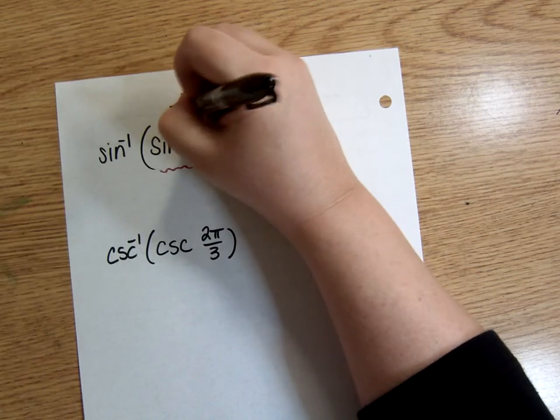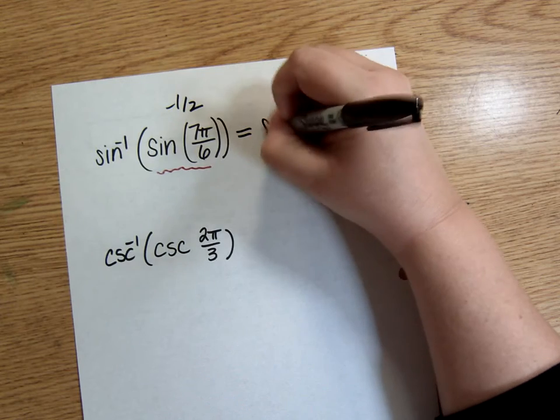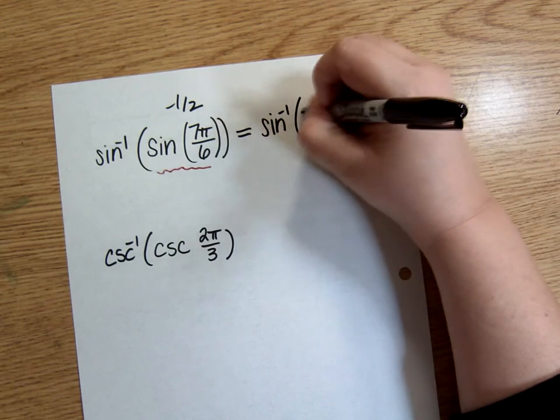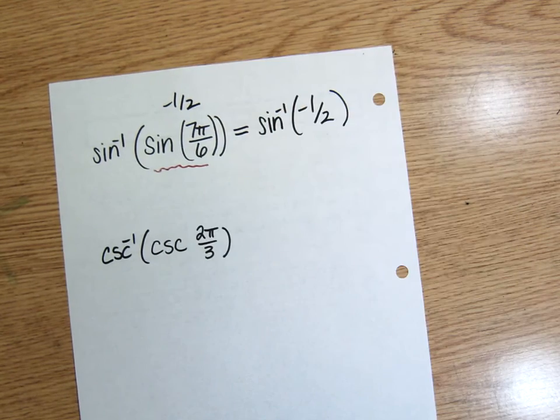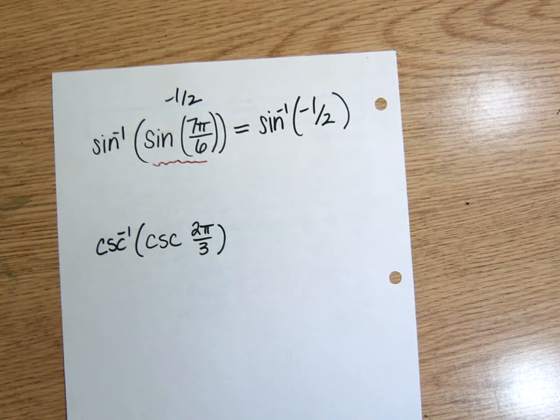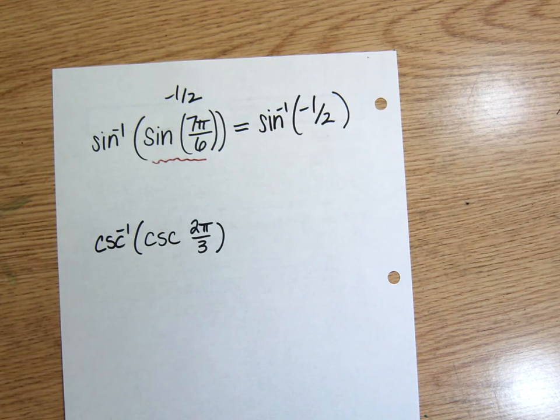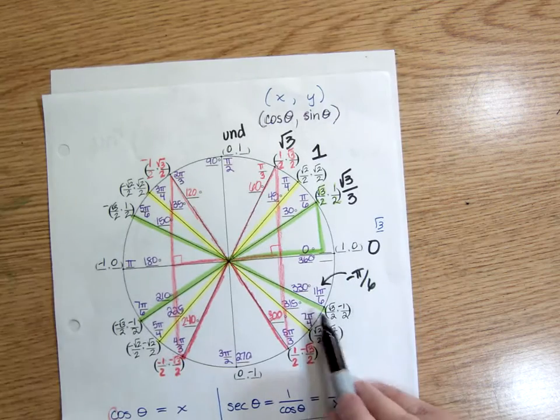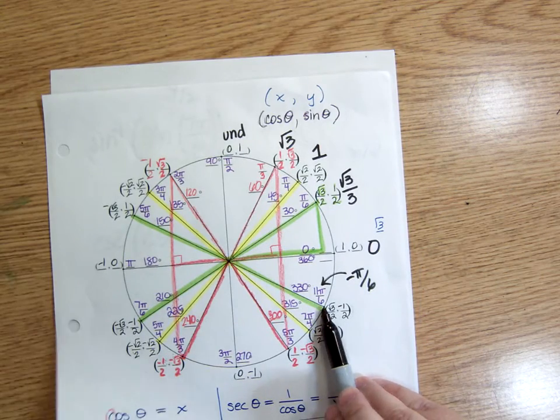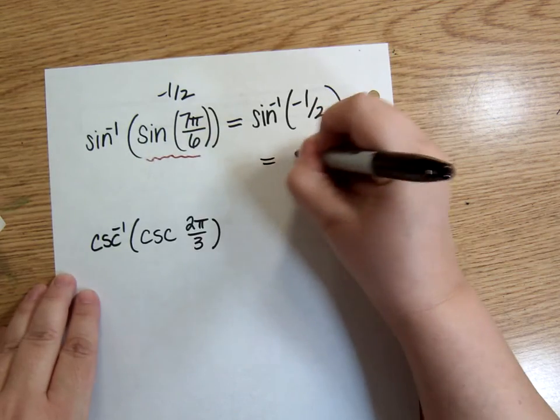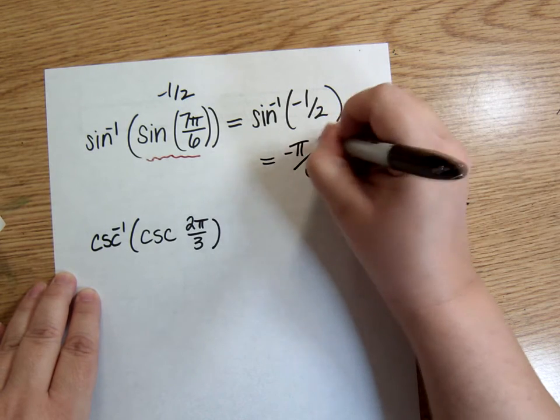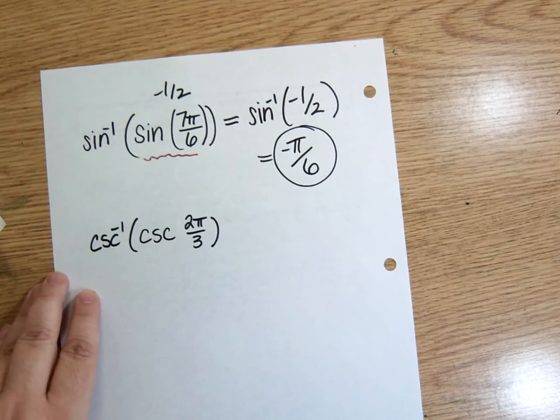Yes. Okay? So then we do the inverse sine of negative 1/2, and we have to look in the first quadrant or the fourth quadrant. Fourth quadrant is where we look for a negative sign. And we find right here at negative pi over 6 that we will find that value. So that's my answer.